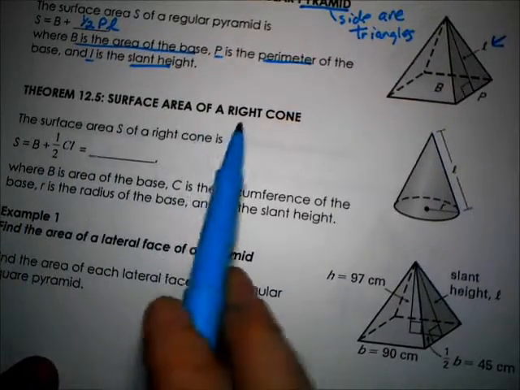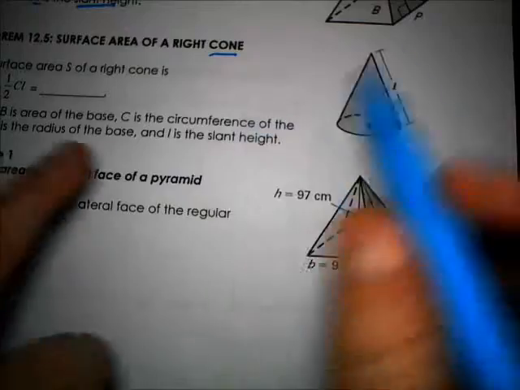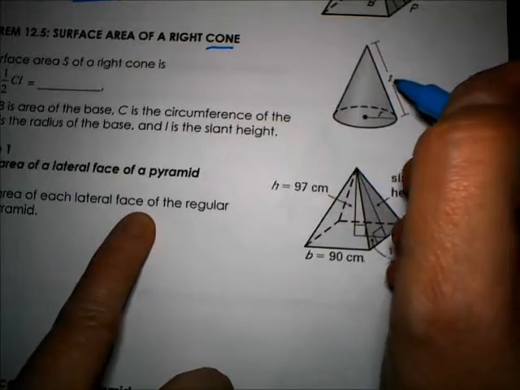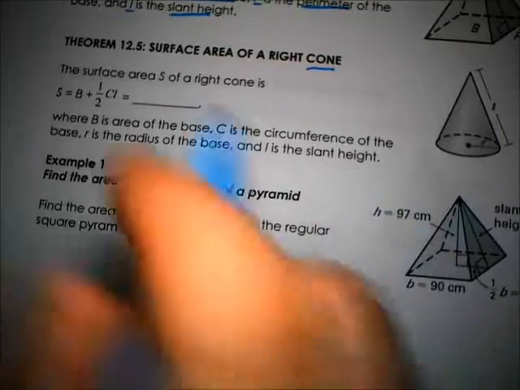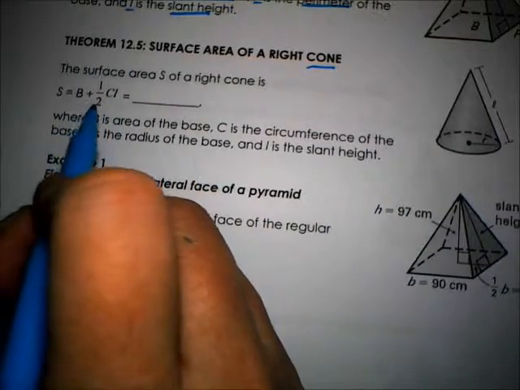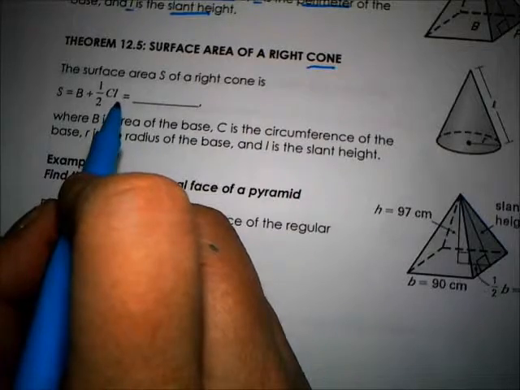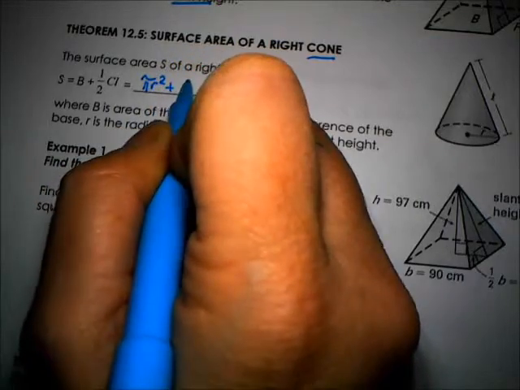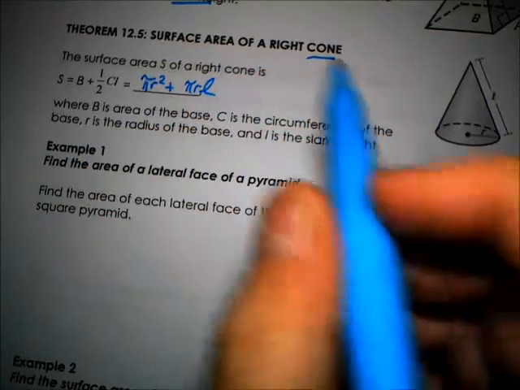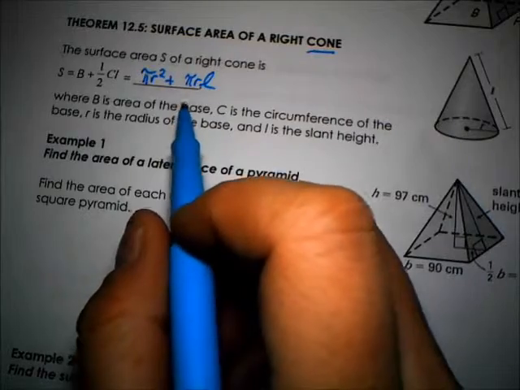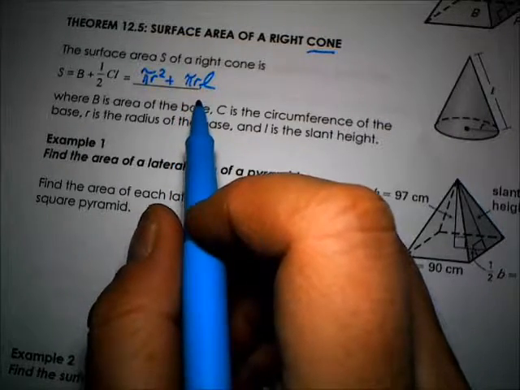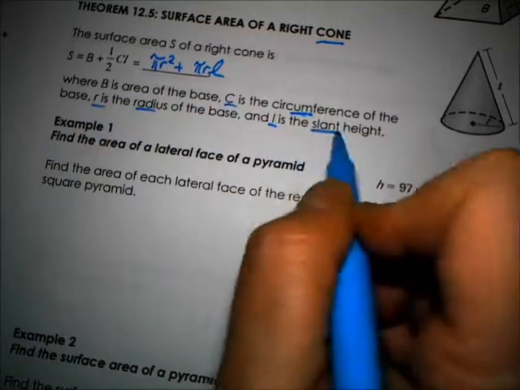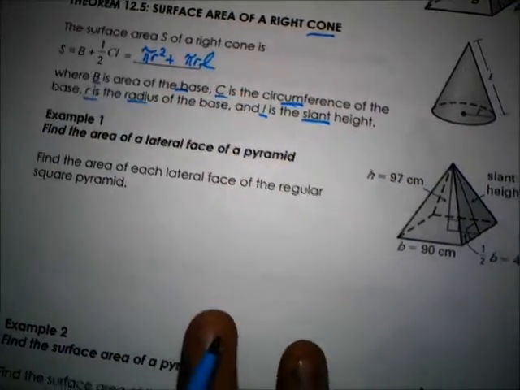On 12.5, surface area of a right cone. For a cone, the base is a circle, and there's no triangles on the sides. This is still the slanted height, and that's the radius. The formula is B plus 1/2 the circumference times the lateral height, which you could change to the circle formula, B plus pi r L, for the surface area of a cone. C is the circumference, R is the radius, L is the slanted height, and B is the base.